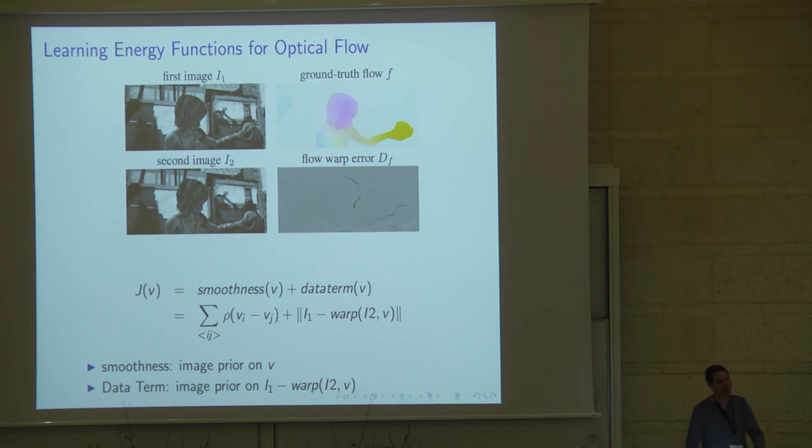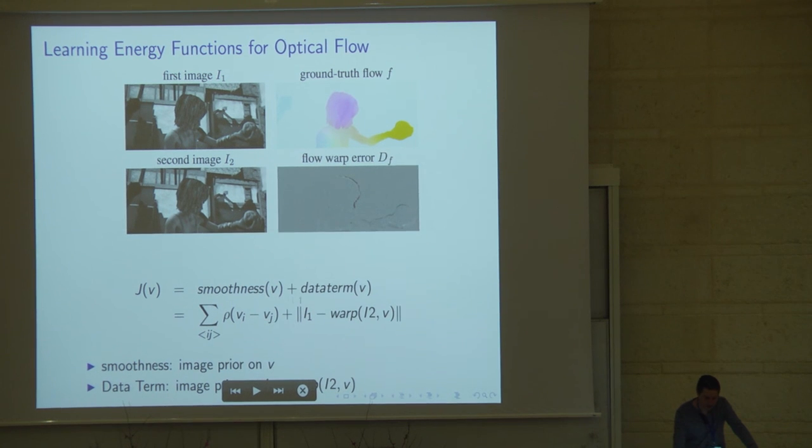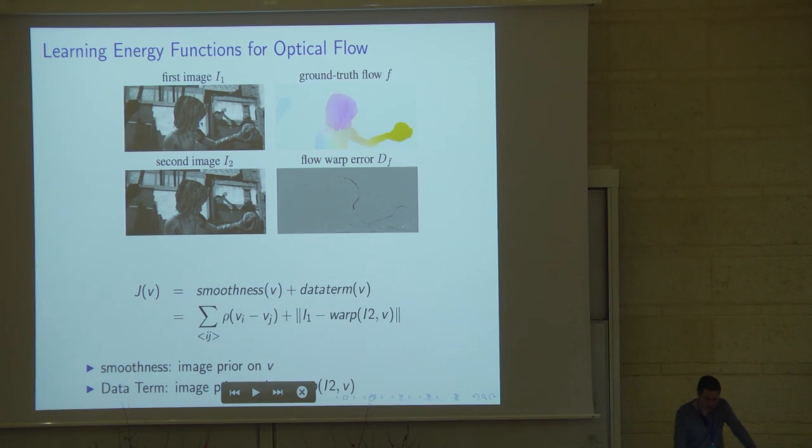So our idea was, can we apply machine learning and graphical models technology to this type of problem? And really the insight is that if you look at these two terms, you can think of them as image priors over these two images over here. So here are two images from a particular data set. This is the ground truth flow, and this is what we call the flow warp error.